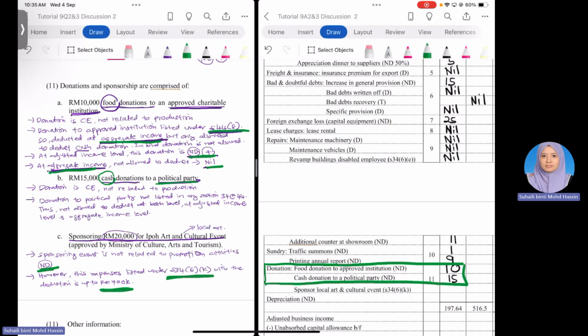So the company only sponsored 20,000 ringgit. The maximum amount that the company can deduct is up to 700,000 ringgit. Which means that all the sponsorship the company made is allowed for deduction. So no issue, the amount is already deducted in the SOCI. So we just record it as nil.